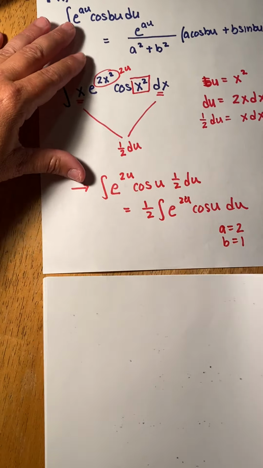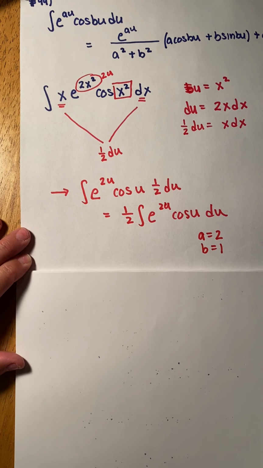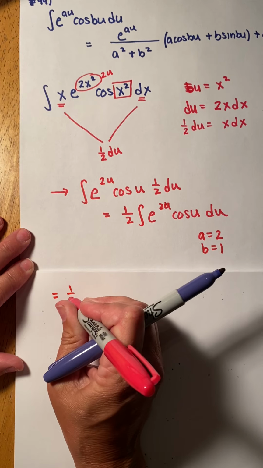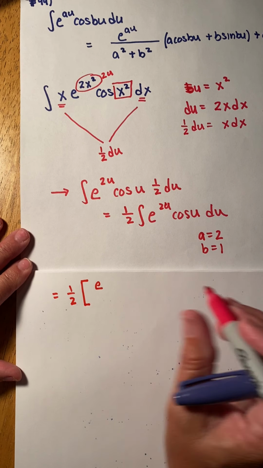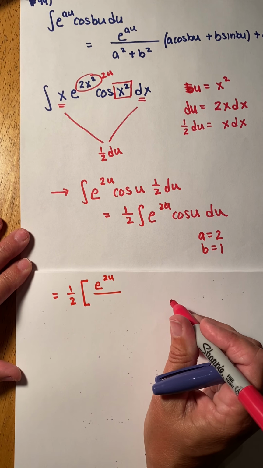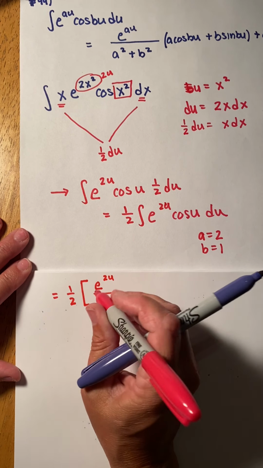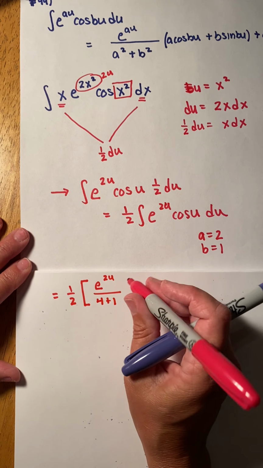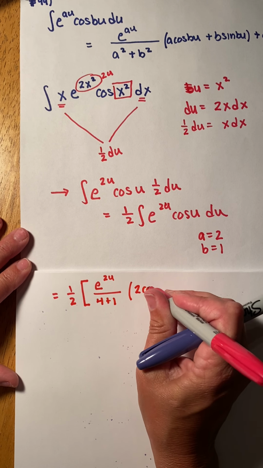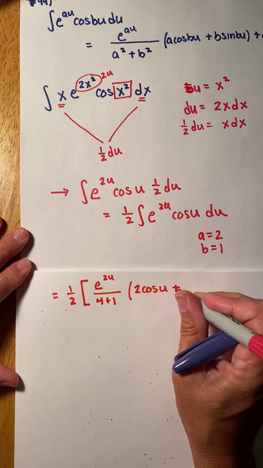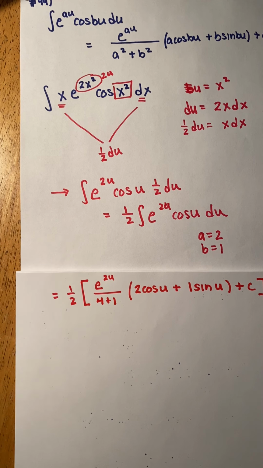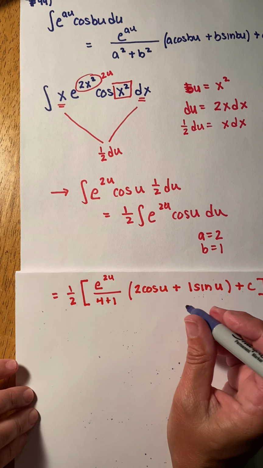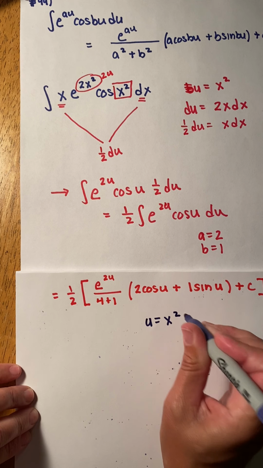So if I stick this all into that template, I get that 1/2, don't lose that guy, 1/2 e to the au, which will be 2u, all over a squared plus b squared, which is 4 plus 1, times a, which is 2 cosine of 1u, plus 1 sine of 1u, plus c. So now we've got to go back to our u's. We said let u, right? U is equal to x squared.